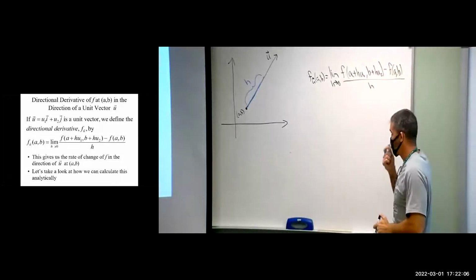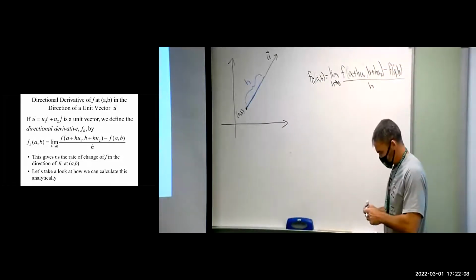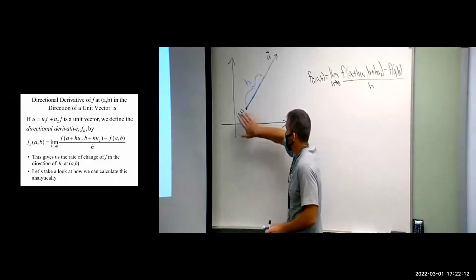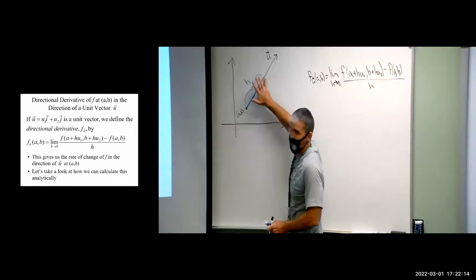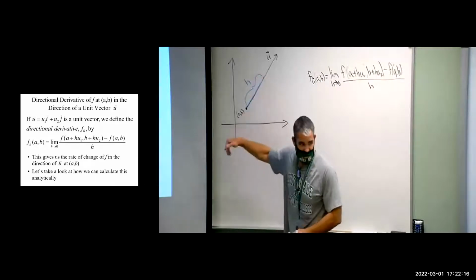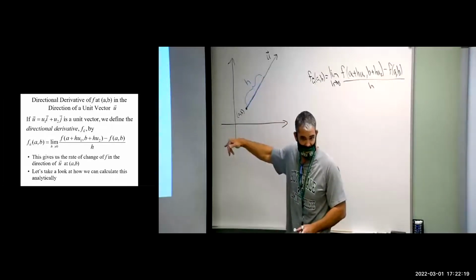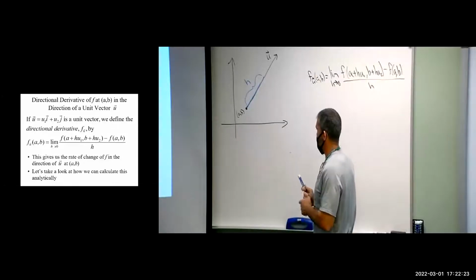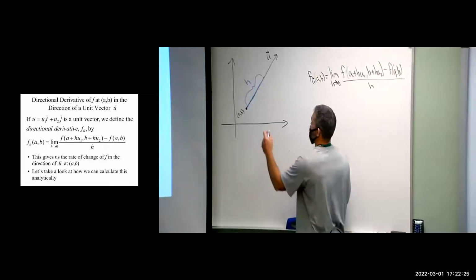Okay. So basically what's happening is we're looking at the change between the output at this point and the output at this arbitrary point as h goes to 0. That's the idea. All right, well, how can we make this something that we can work with?